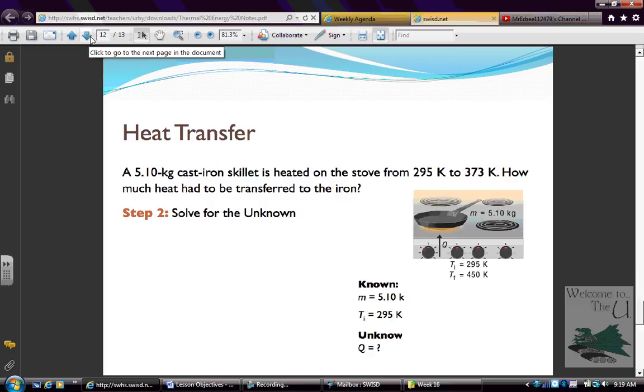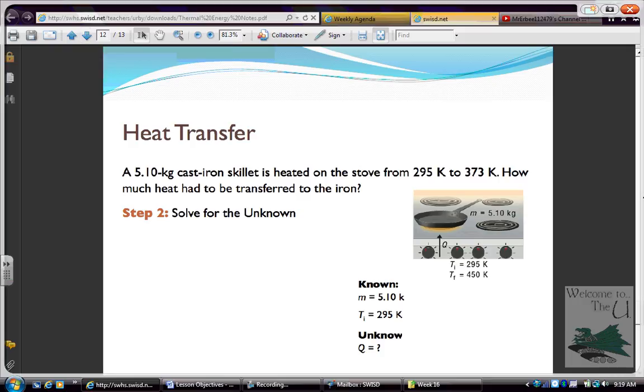So let's take a look at a problem. It says a 5.10 kilogram cast iron skillet. So it's an iron skillet, which is going to be important for us because we're going to have to go back and find its specific heat. It's heated on a stove from 295 Kelvin to 373 Kelvin. How much heat had to be transferred to the iron?